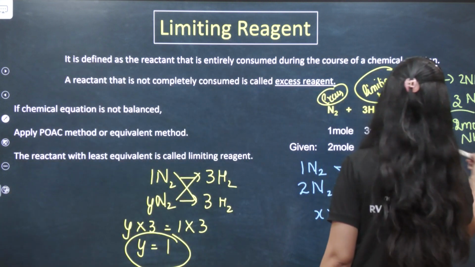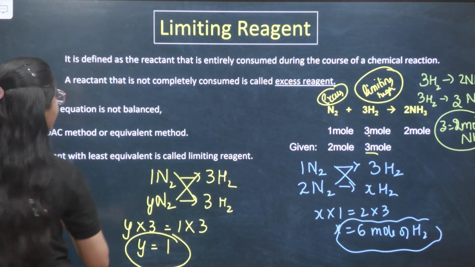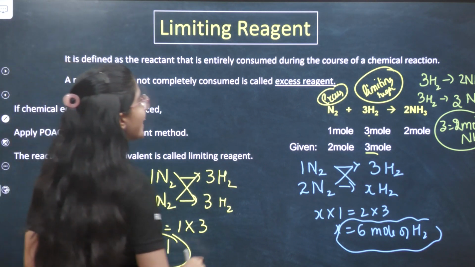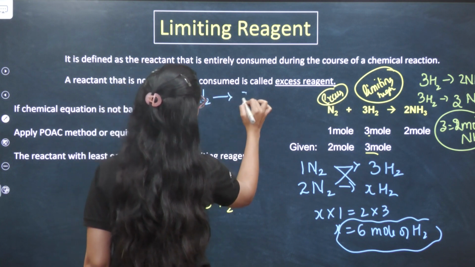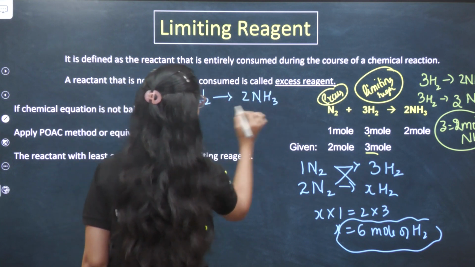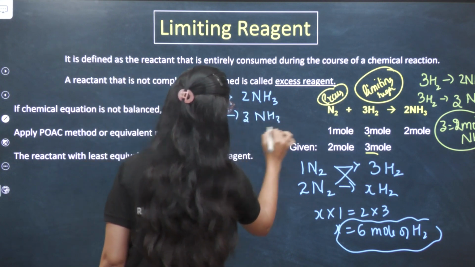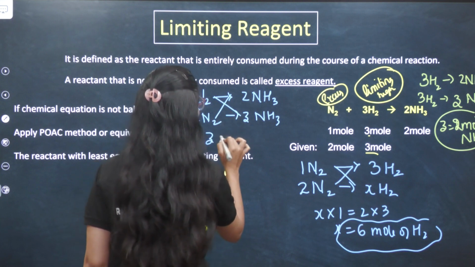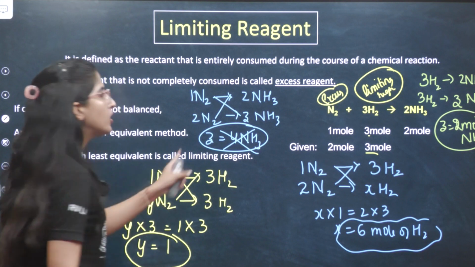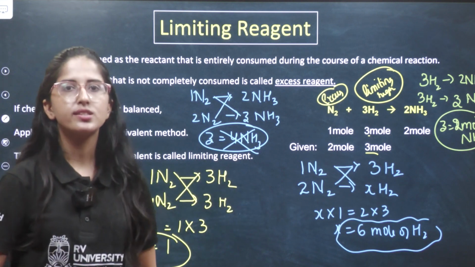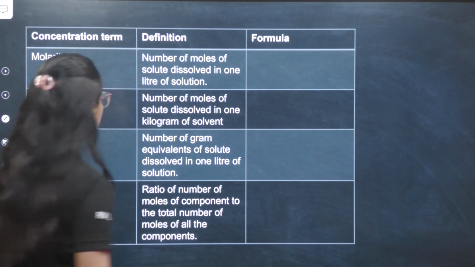Now if there are students who take nitrogen without doing the limiting reagent concept, what answer will they get? See here, 1 mole of nitrogen will give 2 moles of ammonia. Then 2 moles of nitrogen will give how much ammonia? They will write, ma'am, 4 moles of ammonia, which is wrong because they have not used the limiting reagent concept here. Understood? Okay. Now let us come to the concentration terms.